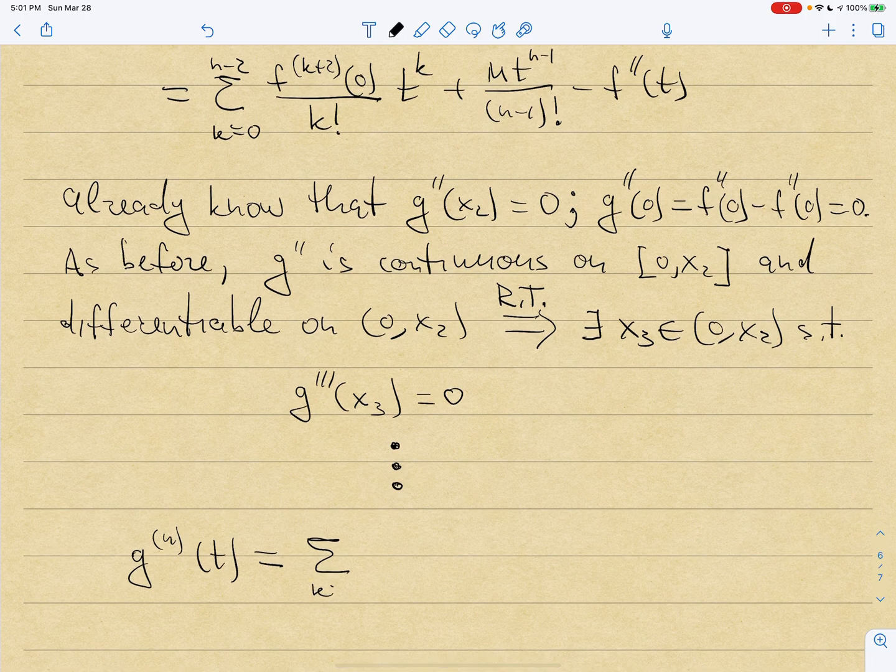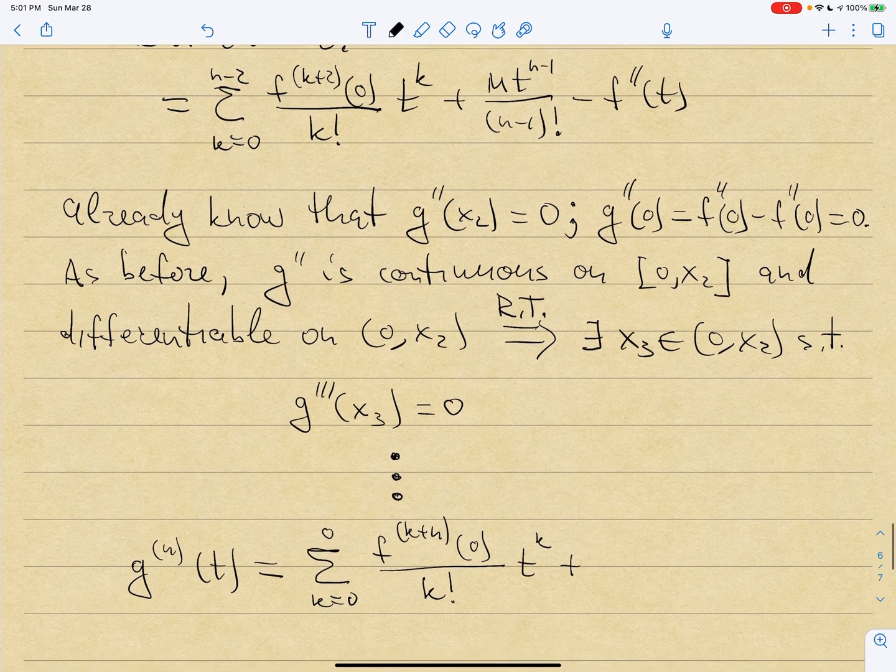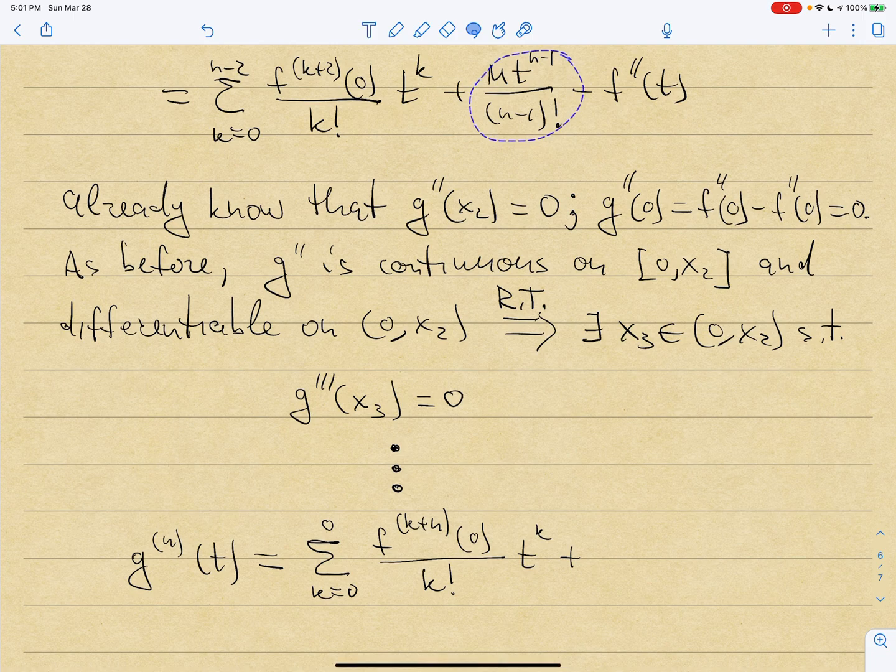So it's a sum from 0 to 0, f^(k+n)(0) over k factorial, and then t to the k, plus, and by the way, in this term I started from n plus 1, so if I take the derivative n times, I'll just have mt left, because if I take the derivative n times, I'll have (n minus n) factorial on the bottom, that's 1, and t to the 1 remaining there. So just plus mt minus f^(n)(t).